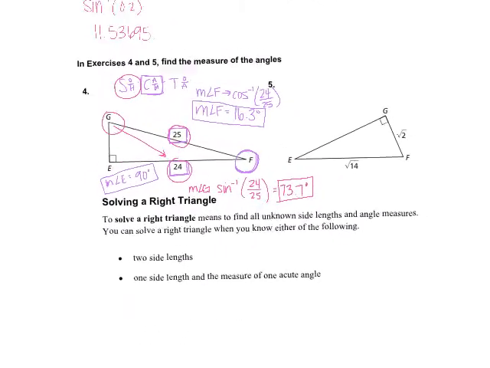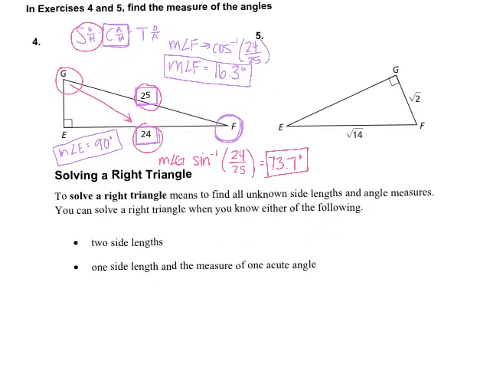Down at the bottom here, just note, solving a right triangle means to find all of the unknown side lengths and angle measures. You can solve a right triangle when you know either of the following. If you have just two side lengths, you can find all of the unknown side lengths and angle measures. Or if you have one side length and the measure of one acute angle. Keyword being acute. If you have the right angle, that's not really going to help you. You need one side length and one acute angle.